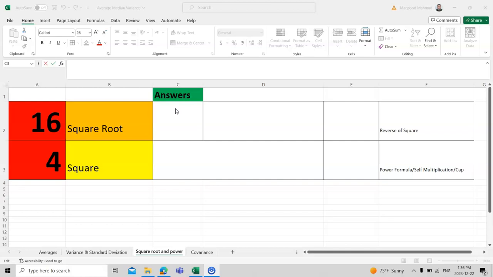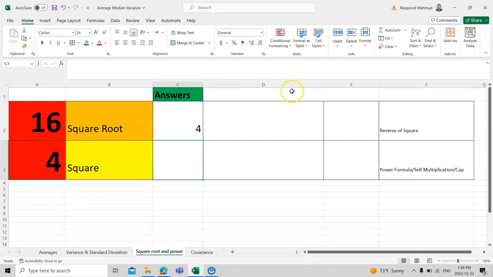So today we are gonna be learning about the square roots. So to find the square root of 16, we have to press the equal sign, SQRT, and then click it, and then select 16, enter. We found the square root of 16.